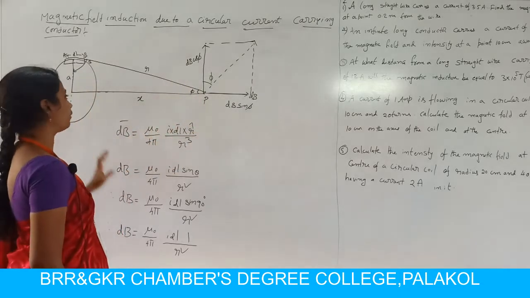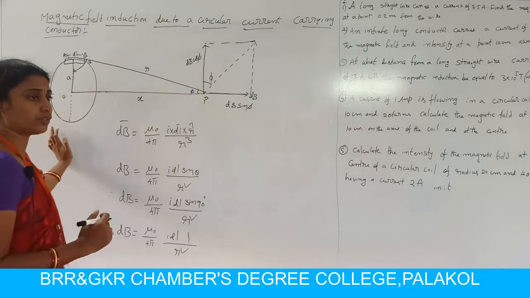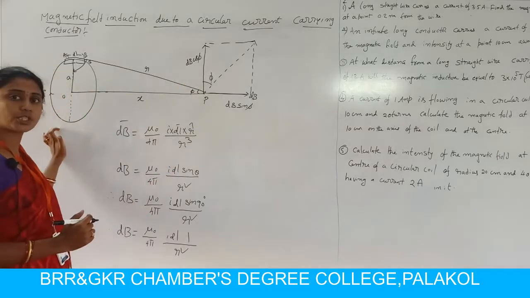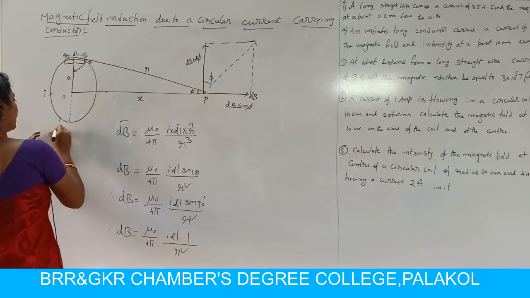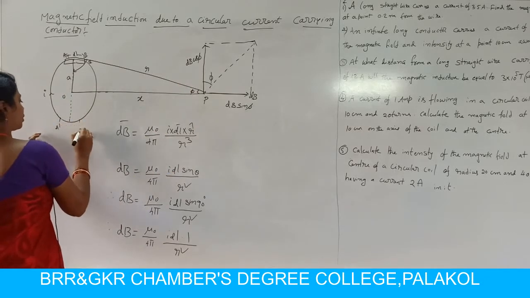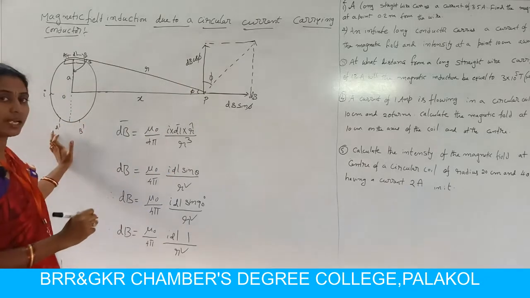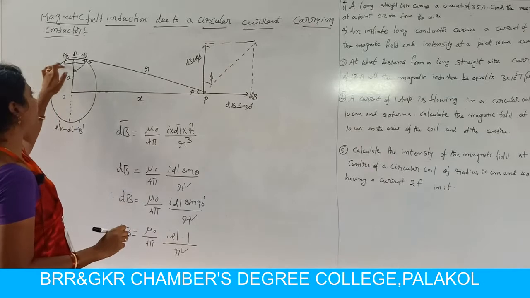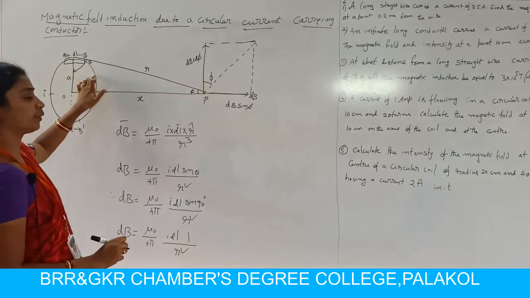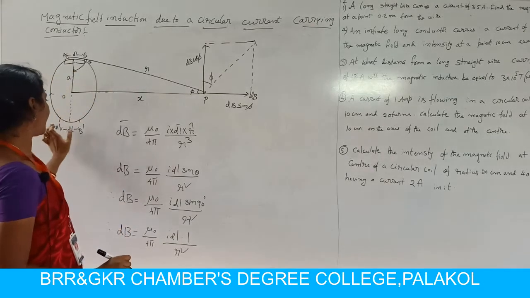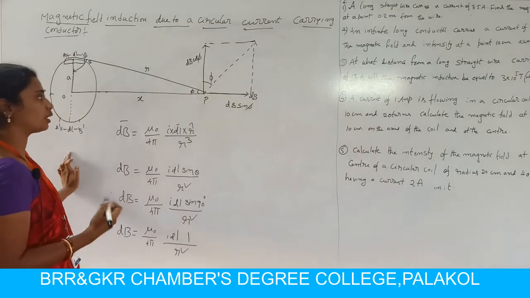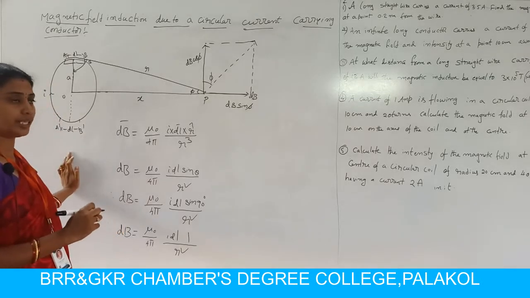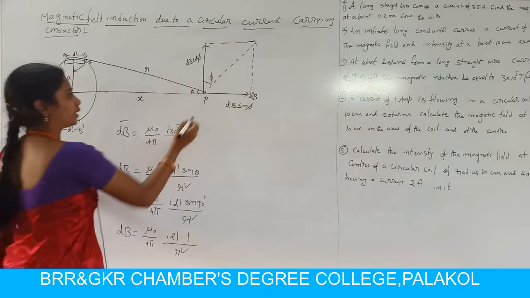And also we consider another elemental length which is diametrically opposite to AB, named A dash B dash. This A dash B dash is also an elemental length, diametrically opposite to AB. By this elemental length it also makes dB dash, which is in this direction.